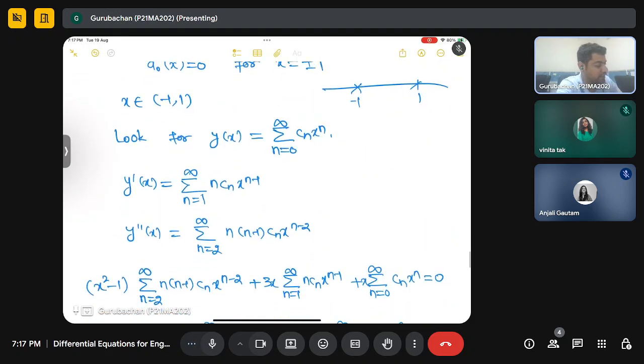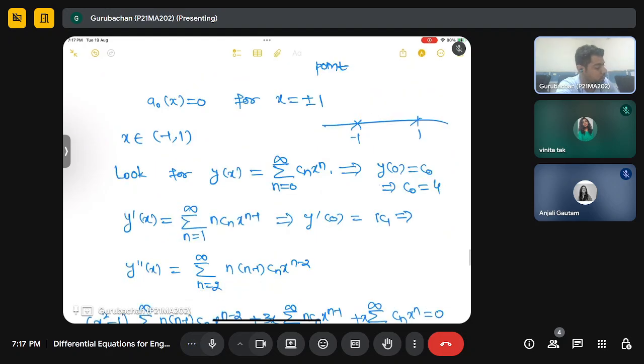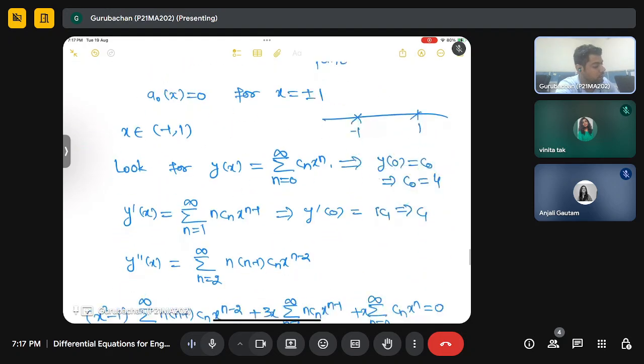If you will observe from this series, y0 will be C0 and y dash of 0 will be 1 C1. So from the initial condition, C0 will be 4 and C1 will be 6. So you get your C0 and C1.